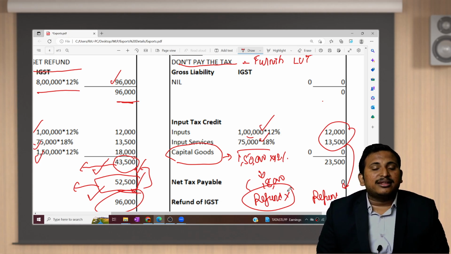So two options are there. In the first option, what is the benefit? Whatever we pay, we'll get it back. In the second option, with respect to capital goods alone, you cannot get it. But the point is, first you are not paying anything at all. You're not paying anything.